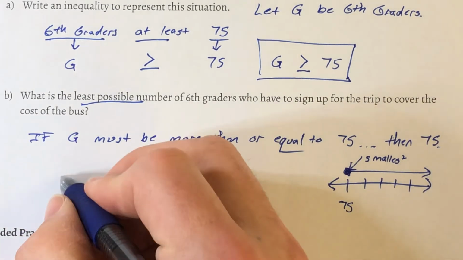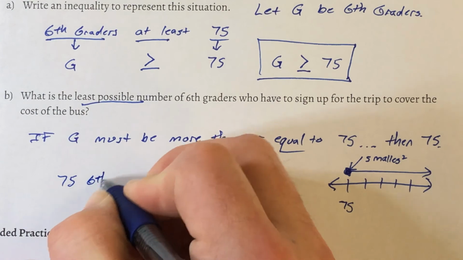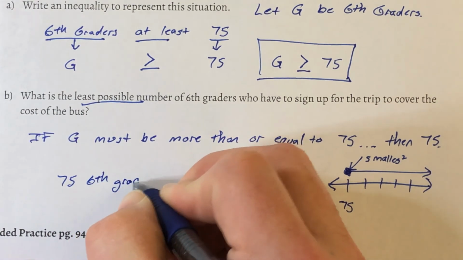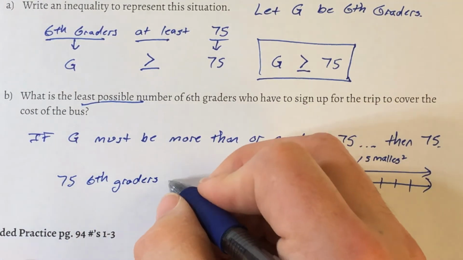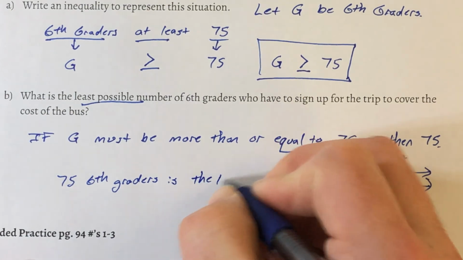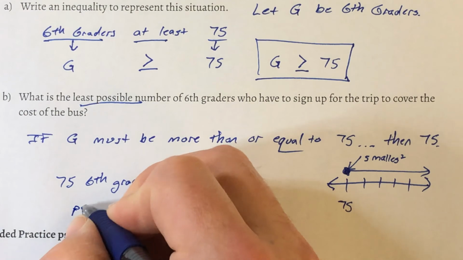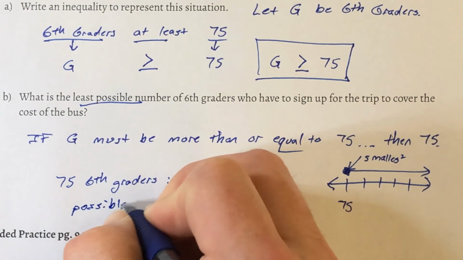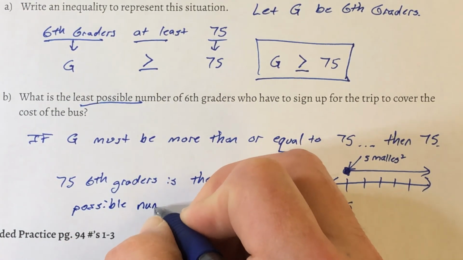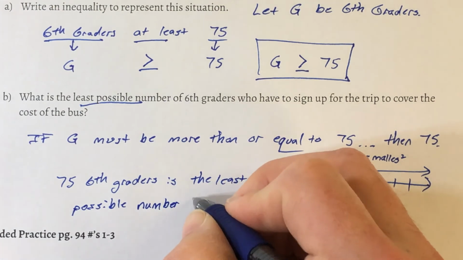So our answer is going to be 75 sixth graders is the least possible number that must sign up.